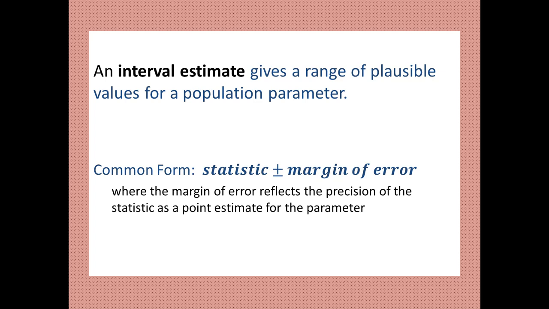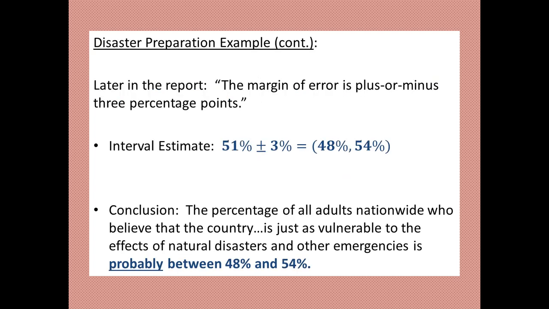But the reason we're starting here is because this is the simplest computation for getting a confidence interval if you already have the margin of error. Later in the report about disaster preparation, it says that the margin of error is plus or minus 3 percentage points. So now getting the interval estimate is easy because we have the point estimate of 51% and the margin of error of 3%. 51 plus or minus 3 gives us the interval from 48% to 54%.